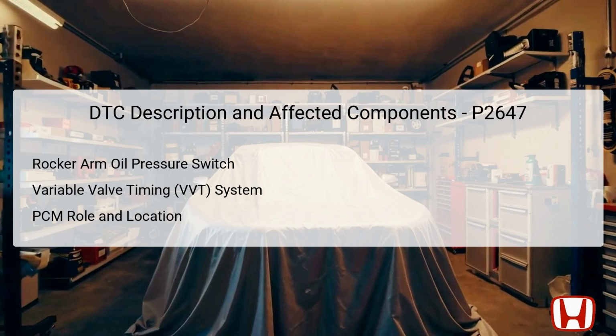The PCM, located in the engine compartment, processes data from this switch alongside other sensors to make real-time adjustments to the engine functions, ensuring efficiency and performance. A problem with the oil pressure switch can compromise the VVT system, directly affecting engine output and fuel efficiency.